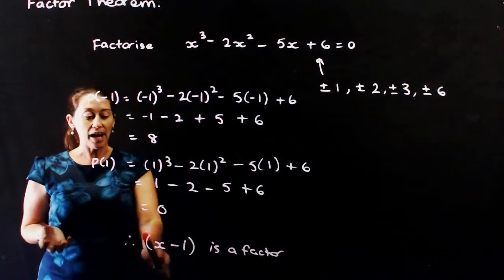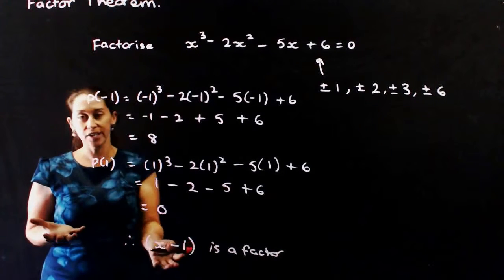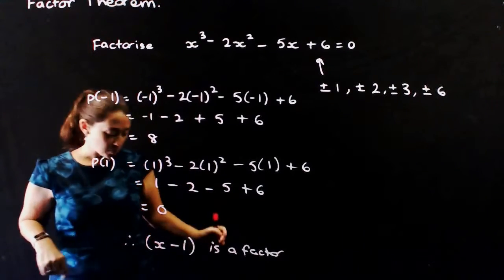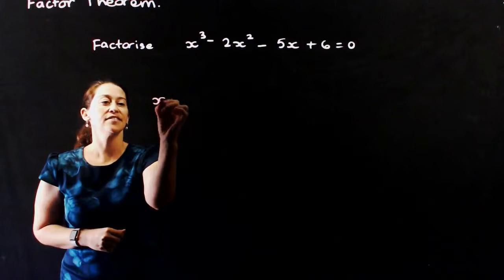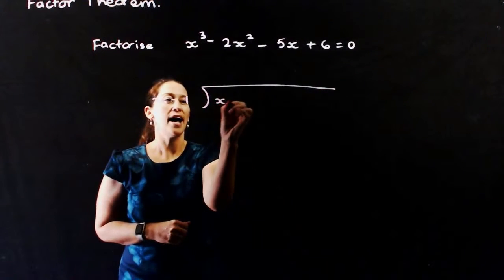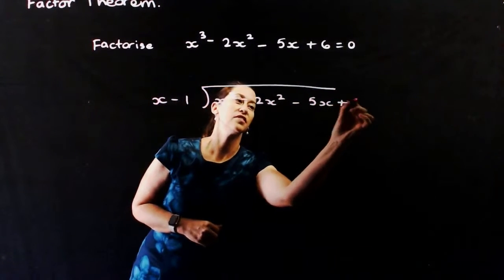From there on, because I only need to find one factor, I can now do the polynomial division to then be able to fully factorize. So I'll just clear some space. All right, so let's set that up. So x minus 1, let's divide that into our x cubed minus 2x squared minus 5x plus 6.